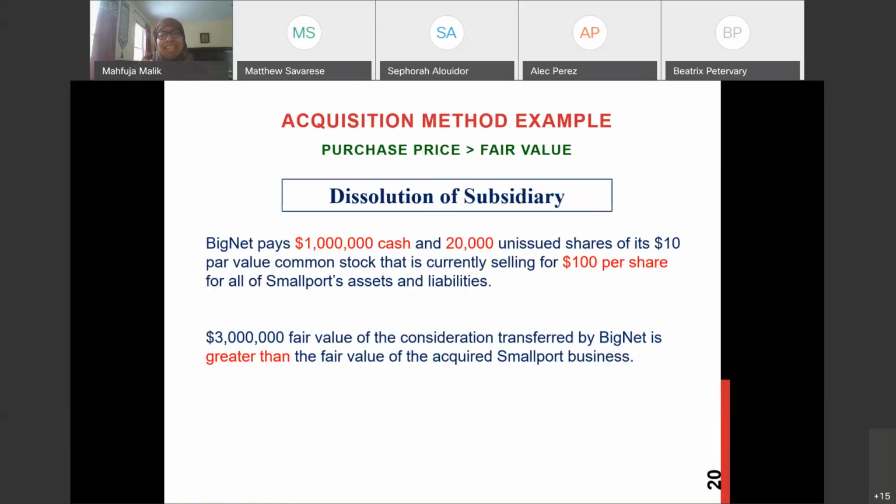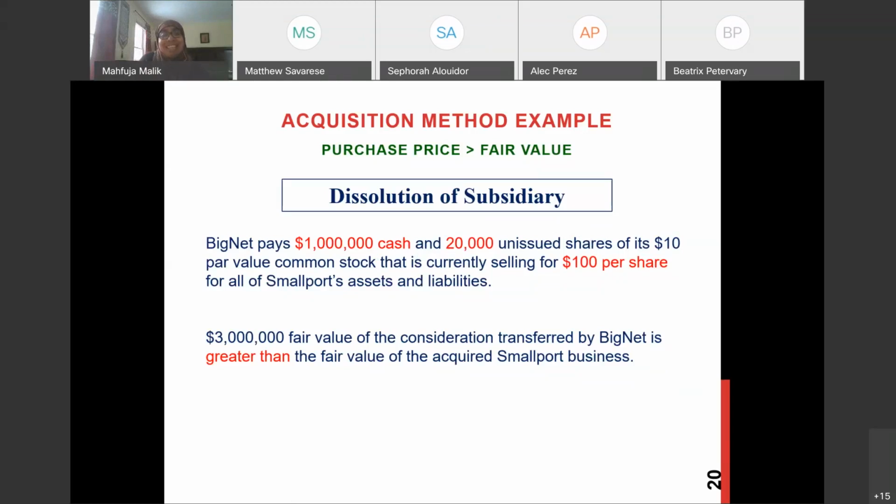How about this example? Can everyone please take your calculator and tell me what is the purchase price? Here, the same example, BigNet is purchasing a small port. BigNet paid 1 million cash plus BigNet issued 20,000 shares. So what is the purchase price? Both together, 1 million cash plus shares. Come on. Yes, Alisa, you are right. Your total purchase price, Matt, you are right, 3 million.